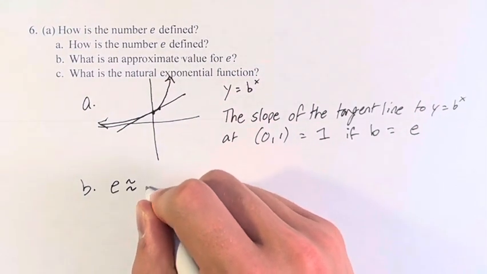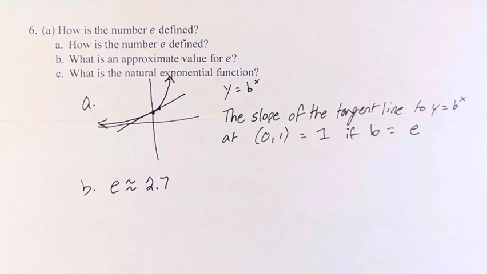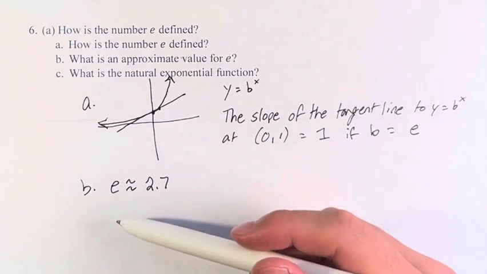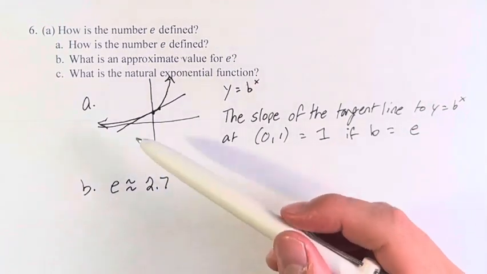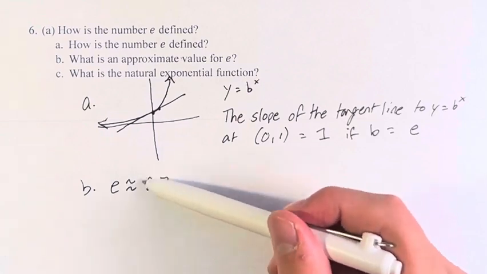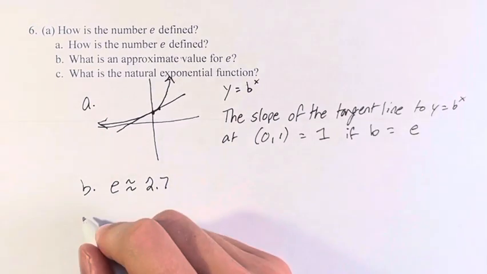What is an approximate value of e? Well, e is roughly 2.7. It's not super important for actual calculations, but it's helpful to know roughly it's 2.7.